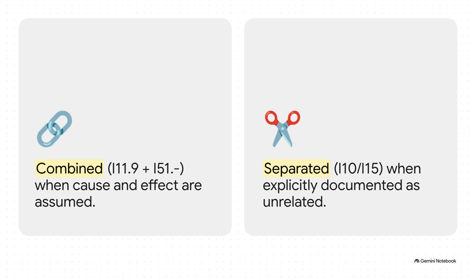But, and this is a massive but, if the provider explicitly documents that the heart disease and the hypertension are completely unrelated, you must separate them. Say the patient has a congenital heart defect. That obviously has nothing to do with their essential hypertension. In that case, the assumed link is officially broken. You code the hypertension entirely separately from the cardiac issue. Ultimately, the clinical documentation is your compass here. If the doctor says they aren't linked, we don't link them.